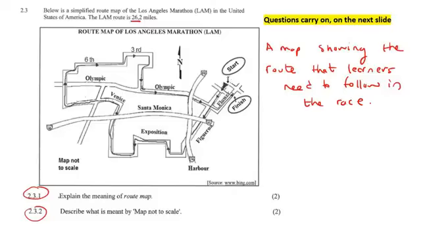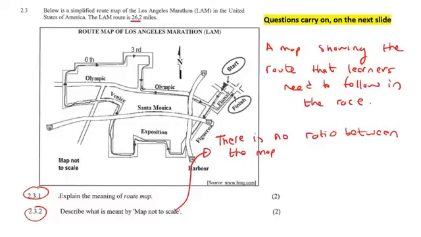So we can say that there is no relationship, or let's rather say ratio, between the map length and real life length. Okay.